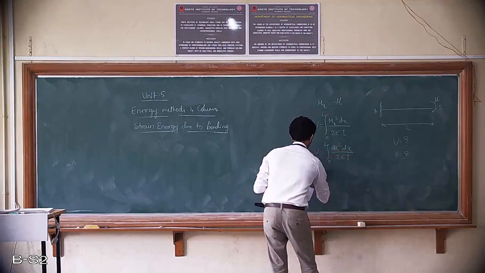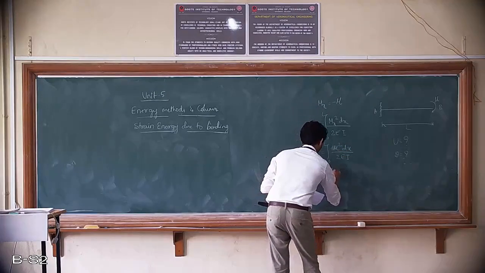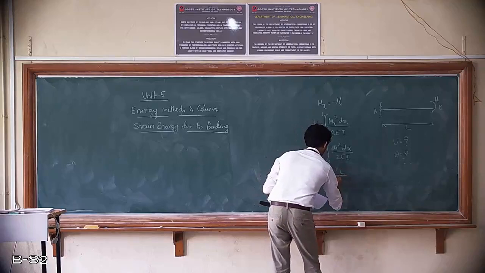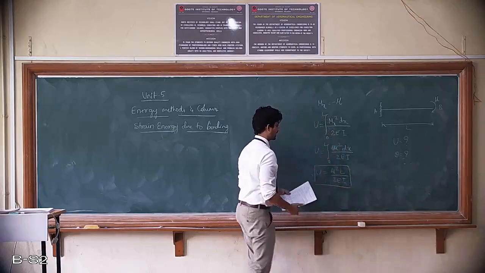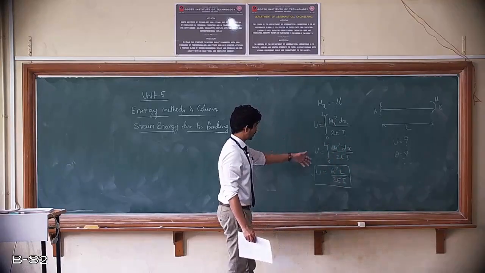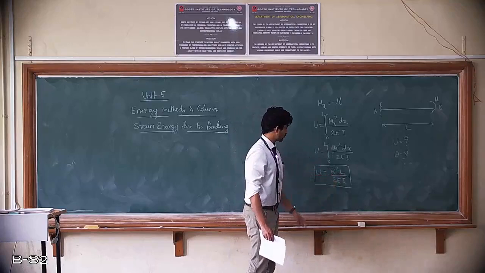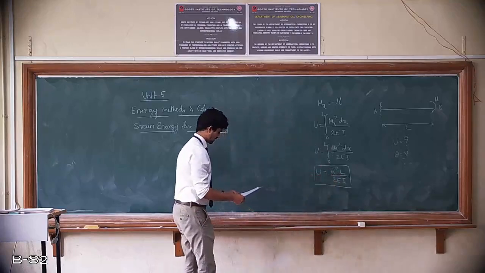So it is going to be mu square L divided by 2EI. If you integrate here, the dx integration will be x for the limit 0 to L, so it will be mu square L divided by 2EI. This will be the strain energy.